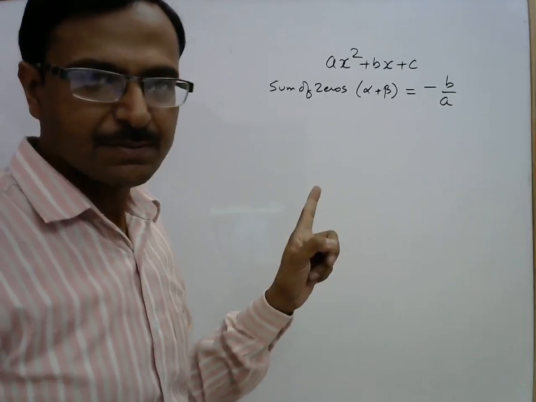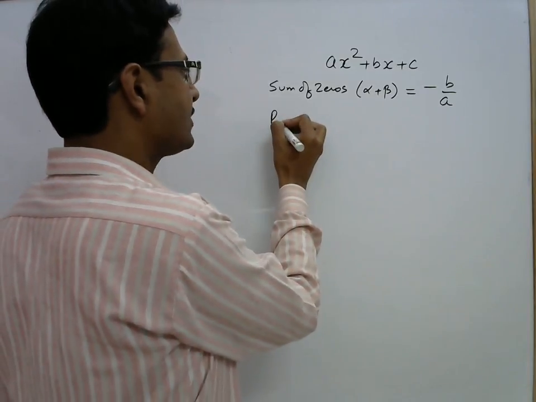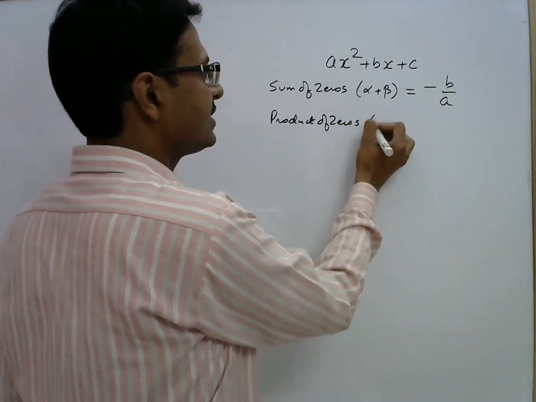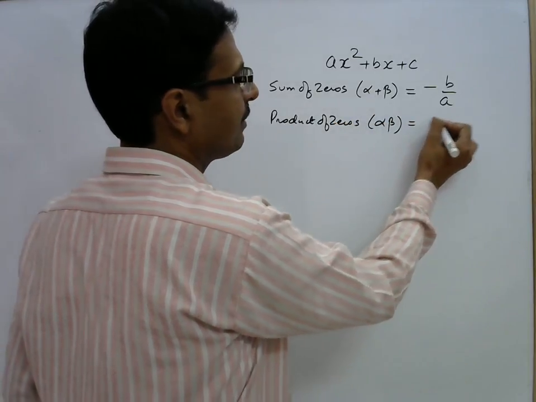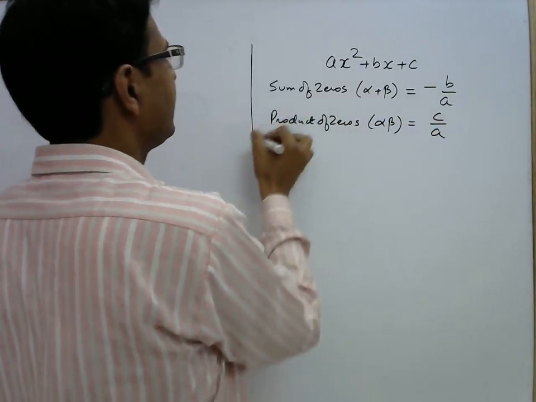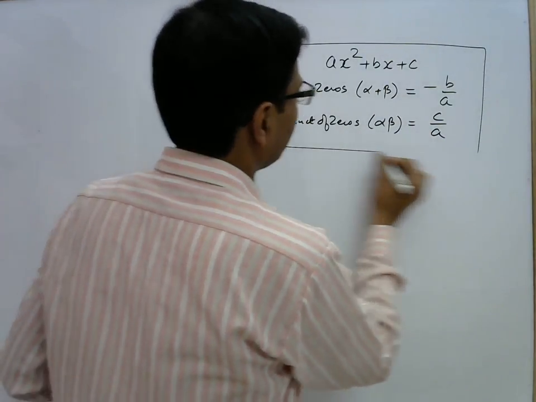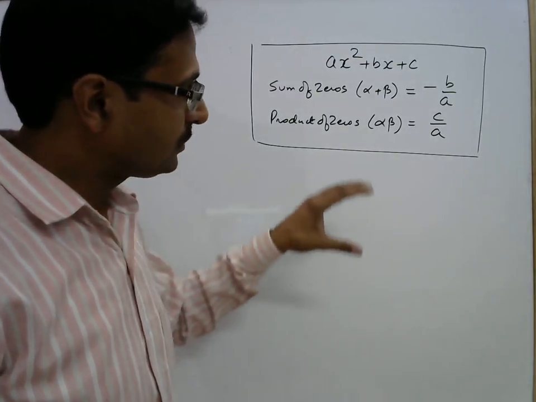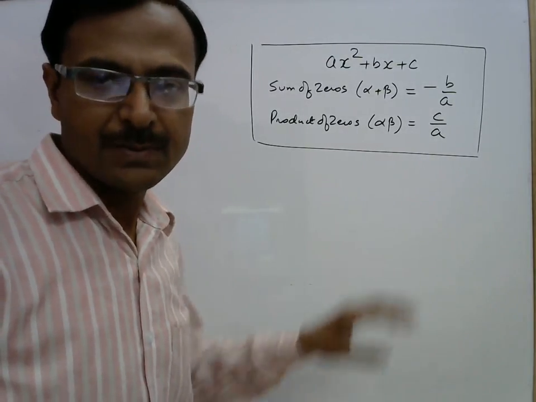So this is the first concept. And the second, product of zeros is alpha beta. It is given by c upon a. Now this is the concept which we have been doing in the last two live streamings. And this important concept has been used here also.